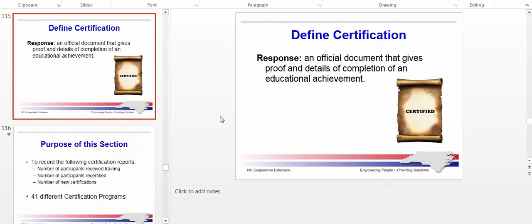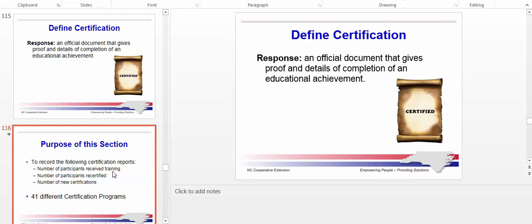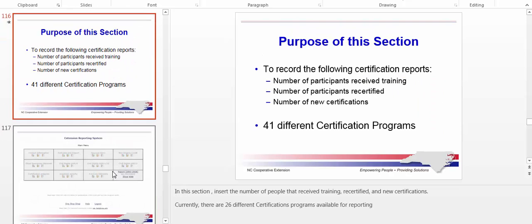Next area we're going to look at is certification. Gives proof and details of completion of an educational achievement. Got 41 different certification programs. It's broken down by the number of participants receiving training, number of participants who are recertified, and number of new certifications.